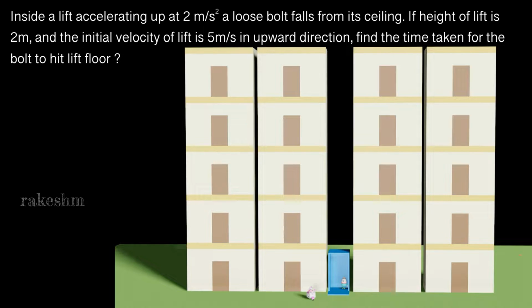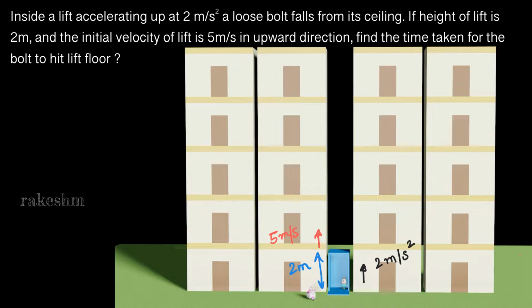So, he's saying that there is a lift accelerating up at 2 meters per second square. The height of the lift is 2 meters and its initial velocity is 5 meters per second in the upward direction. So let us mark this. So the height of the lift is 2 meters and its initial speed in the upward direction is 5 meters per second.